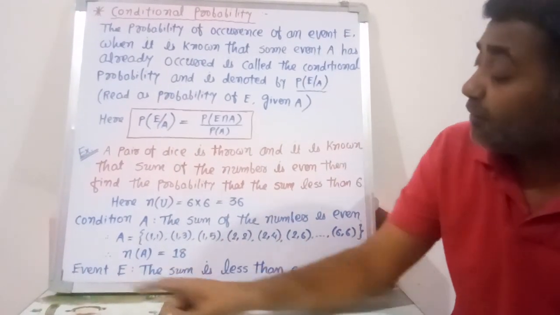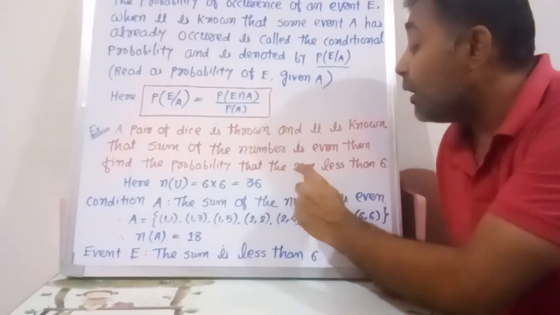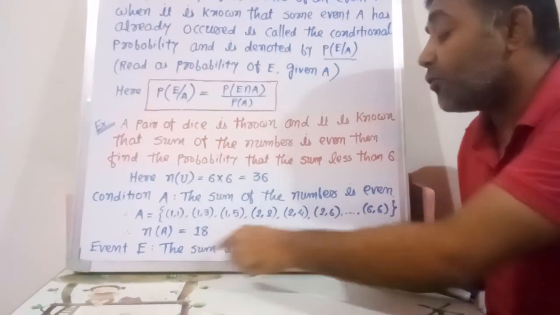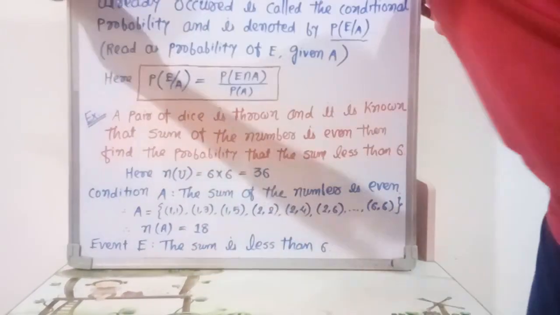So this is our condition. Now what is the event? That is our question: find the probability that the sum is less than 6. So the sum being less than 6 is the event. So let us see.